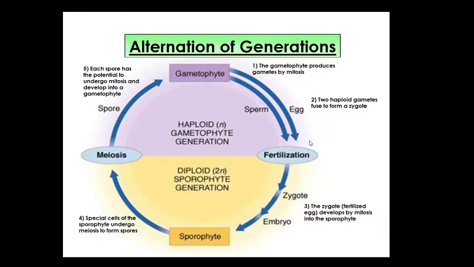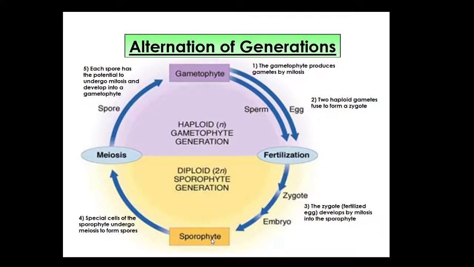Fertilization produces a zygote. The zygote is that fertilized egg, and then it will develop by mitosis into a sporophyte. So from the zygote, it divides by mitosis into an embryo, then by more mitosis into a sporophyte. And then it will continue its normal life cycle, growing, photosynthesizing. If it's an angiosperm, it might produce flowers. This is already part of the diploid sporophyte generation.